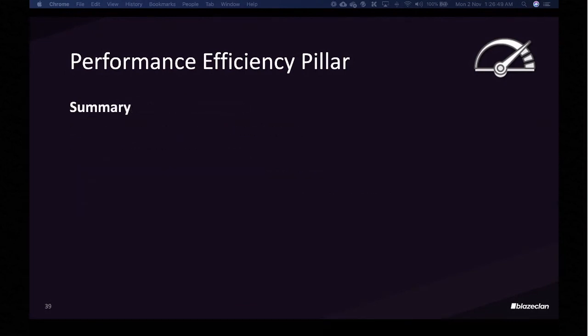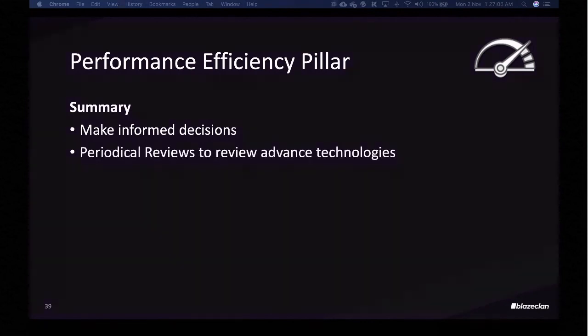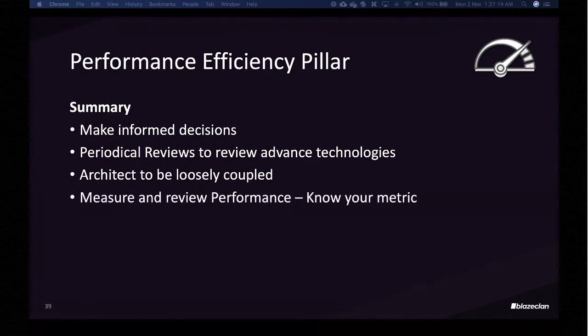So in summary, for the performance efficiency pillar, make informed decisions, know your KPIs, basically know your data. Make periodical reviews of the newer technologies that are available in the industry and in the market. Architect to be loosely coupled, which is very, very important. And measure and review your performance, that is, know your metrics. These are the few points that I wanted to talk about in summary.